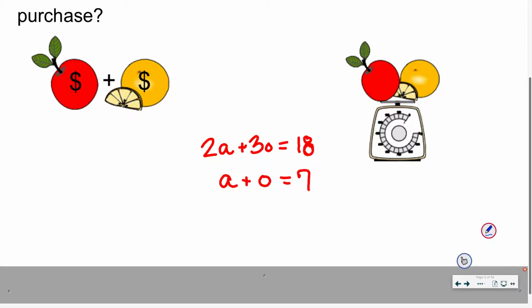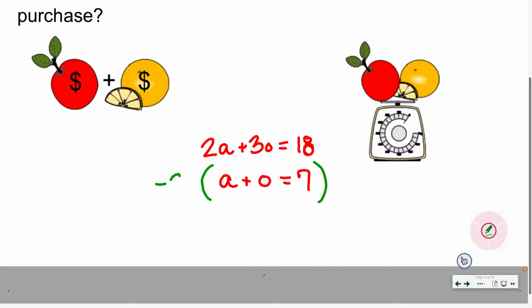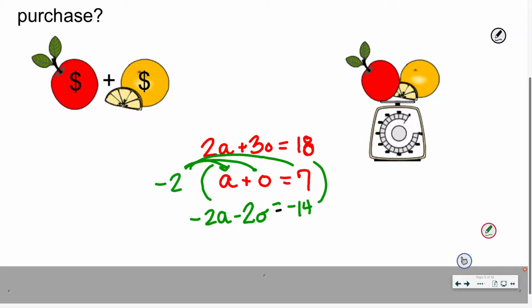What can I multiply one of these equations by to eliminate? Negative 2. If we multiply by -2, what variable are we trying to eliminate? The A. Okay. Now, one really important thing here: when we multiply this, it has to be everything being multiplied. So -2A minus 2O equals -14.